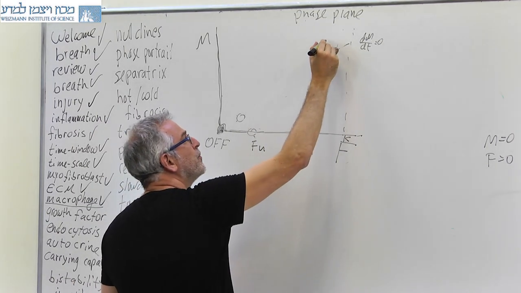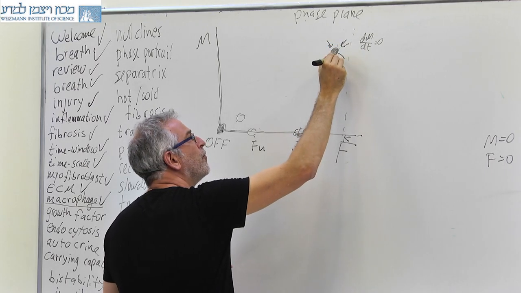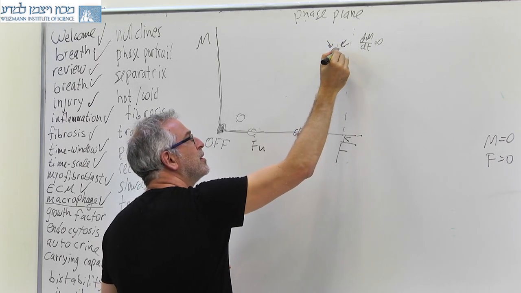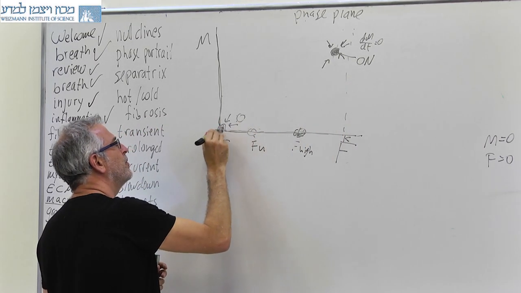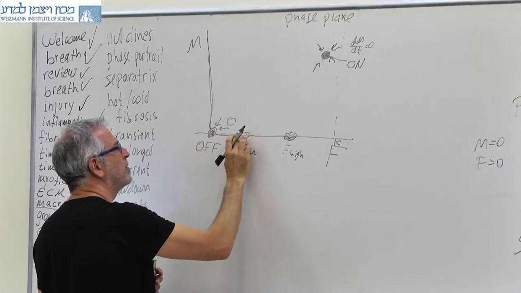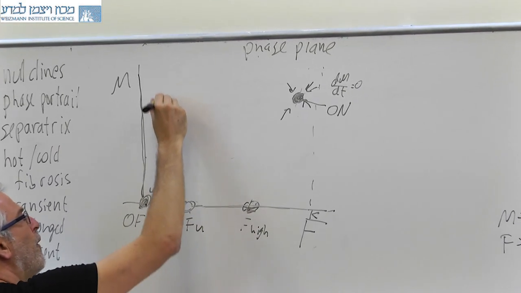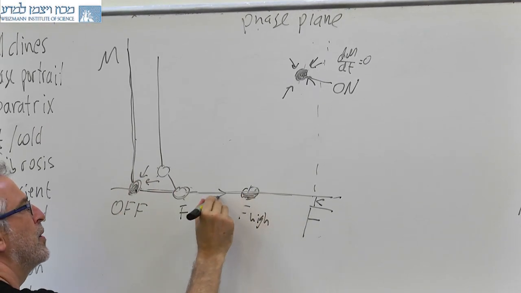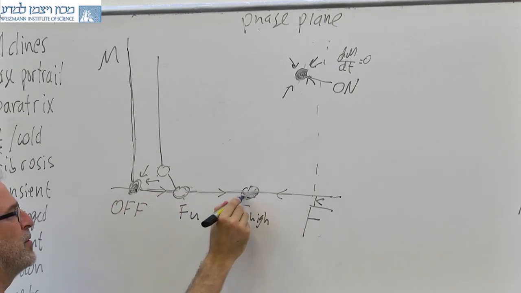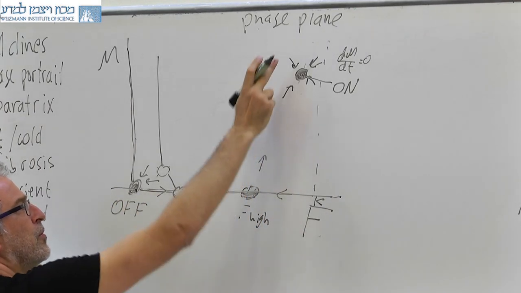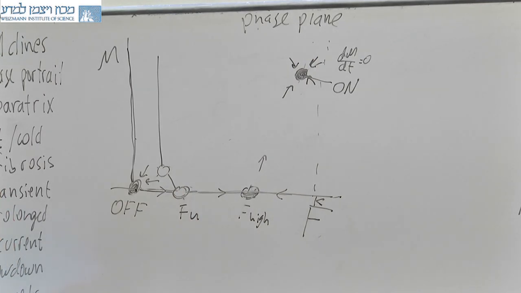In this region here, things flow to the state. This state is stable, on state. This state here is stable, off state. These are unstable. And here, this is stable only if m equals zero. And if there's only fibroblasts, this is stable. Otherwise, you go to that state. And when arrows all sit on the x-axis. Yeah, here.